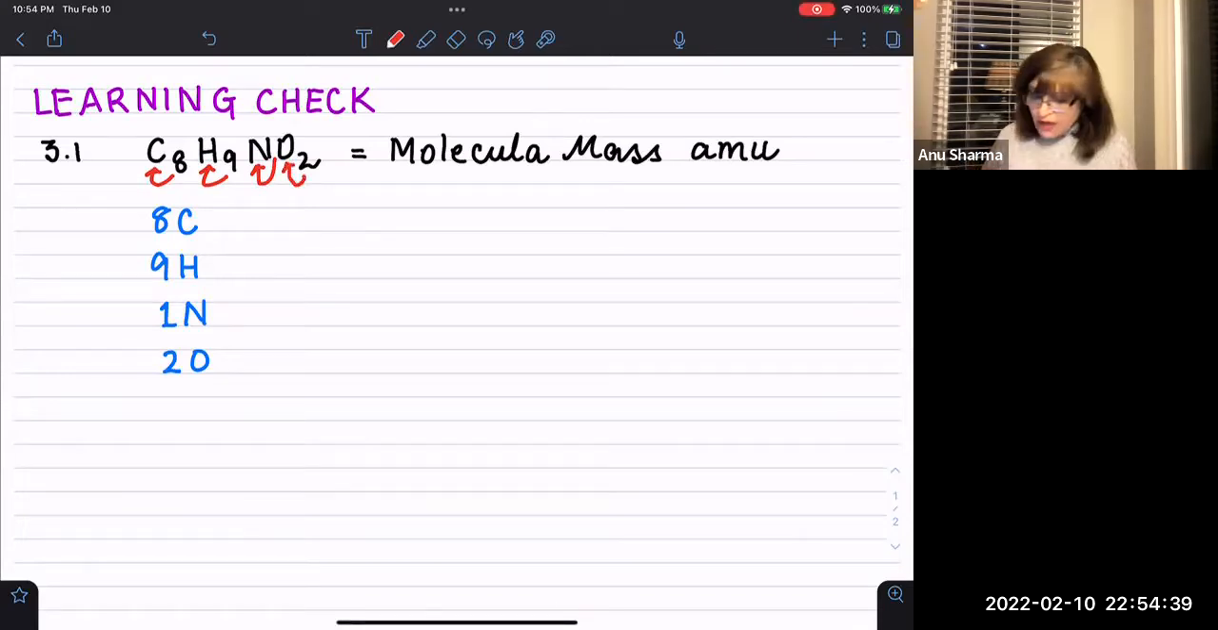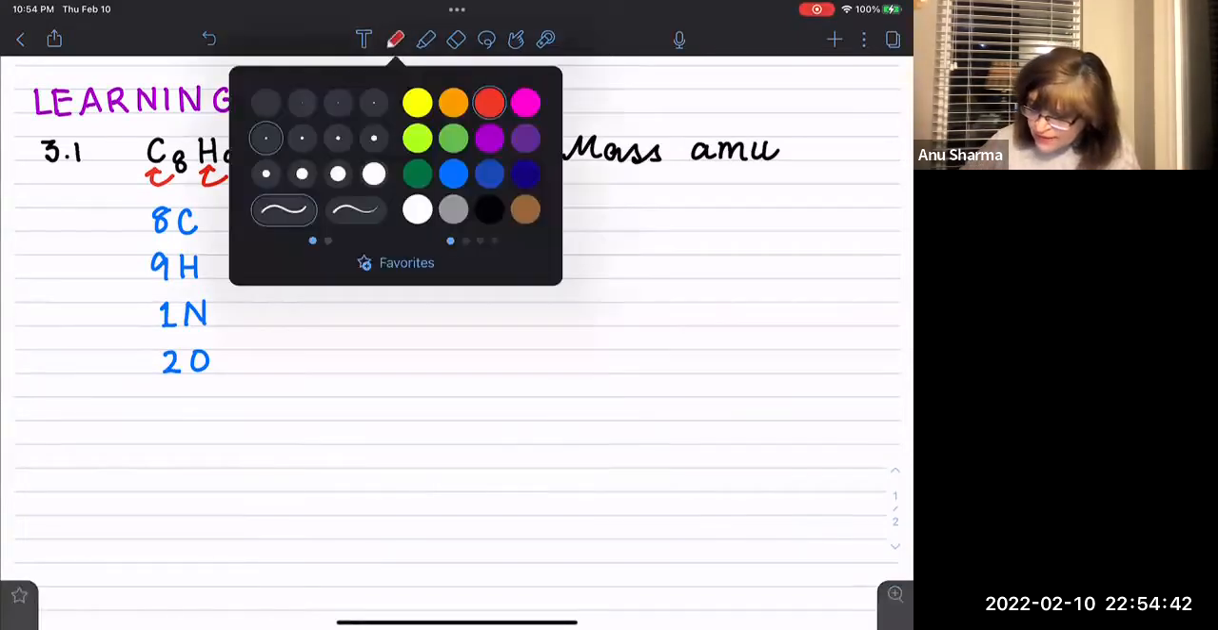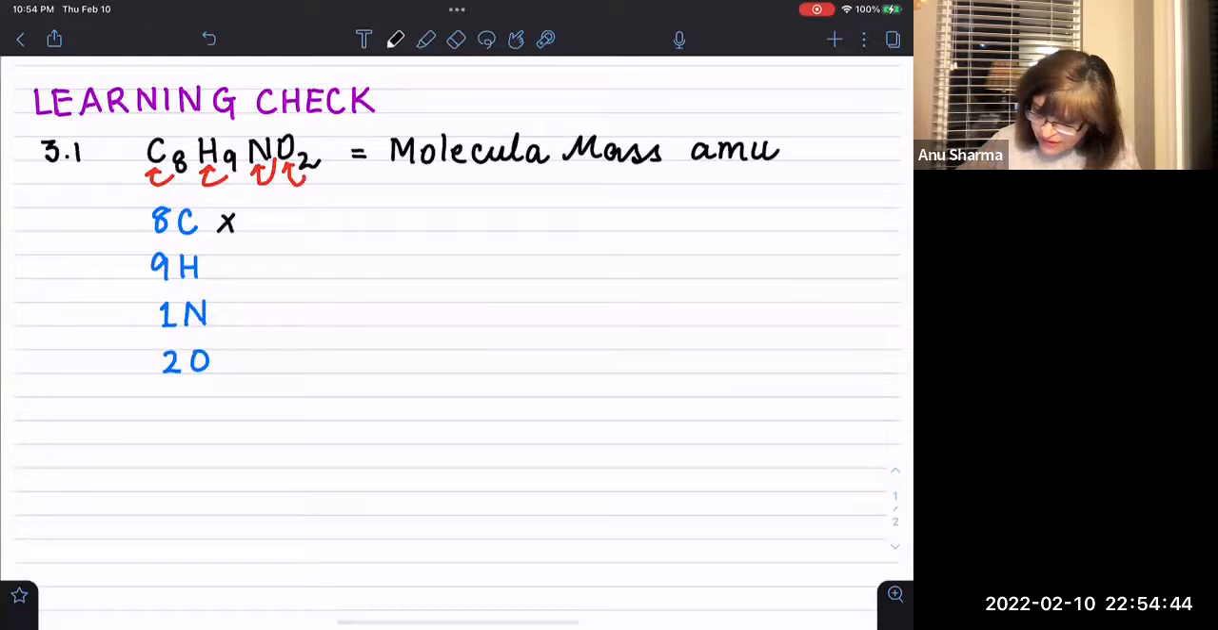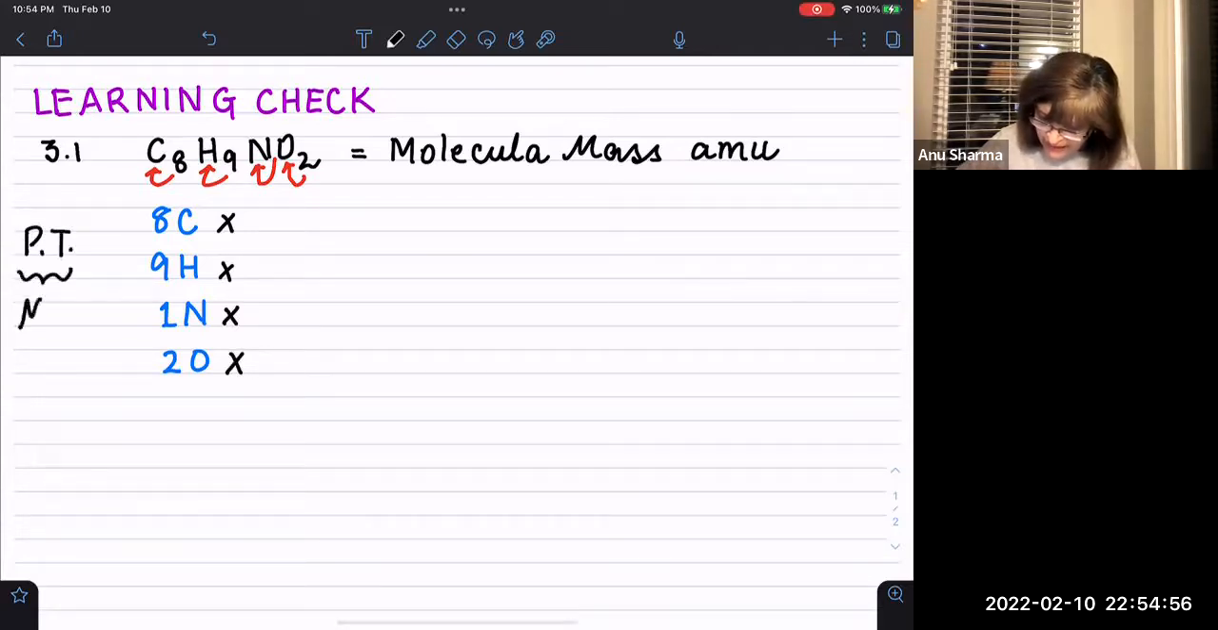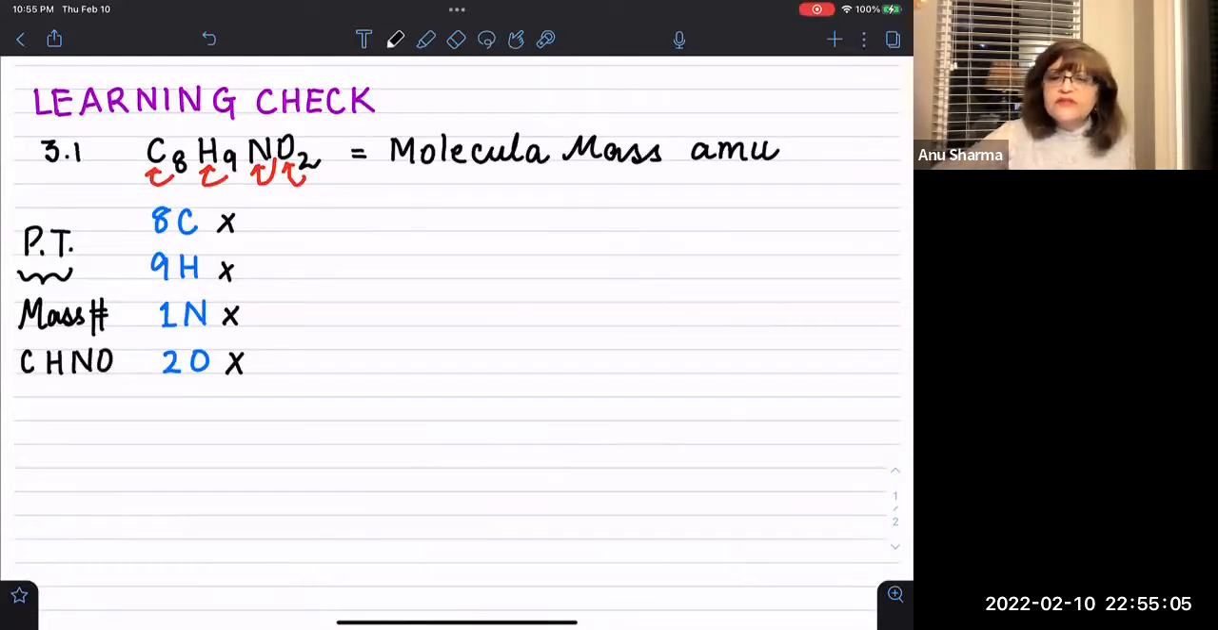to oxygen. Okay, next thing, you're going to look in the periodic table, and in the periodic table, you will see what is the mass number of carbon. In the periodic table, you will look at the mass numbers of individual elements: carbon, hydrogen, nitrogen, and oxygen. Okay, so just a minute. Okay, so we see that the weight of carbon given in the periodic table is 12.01.